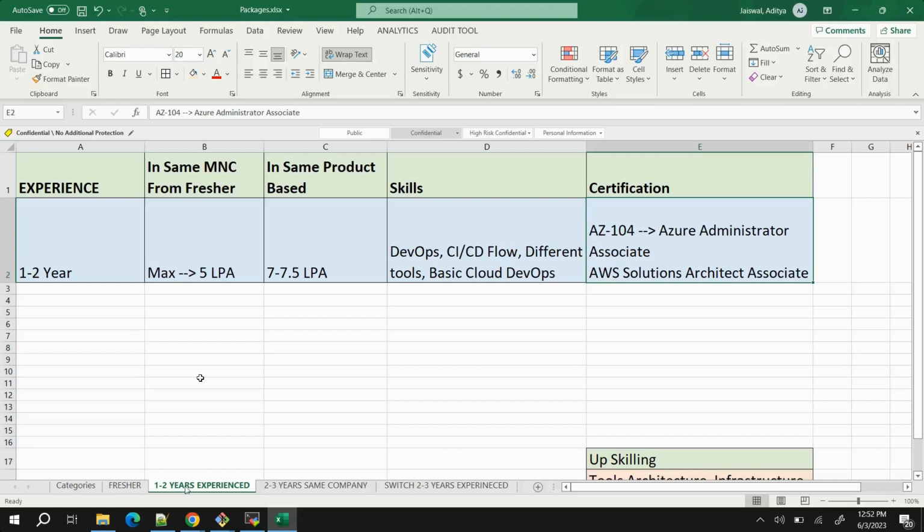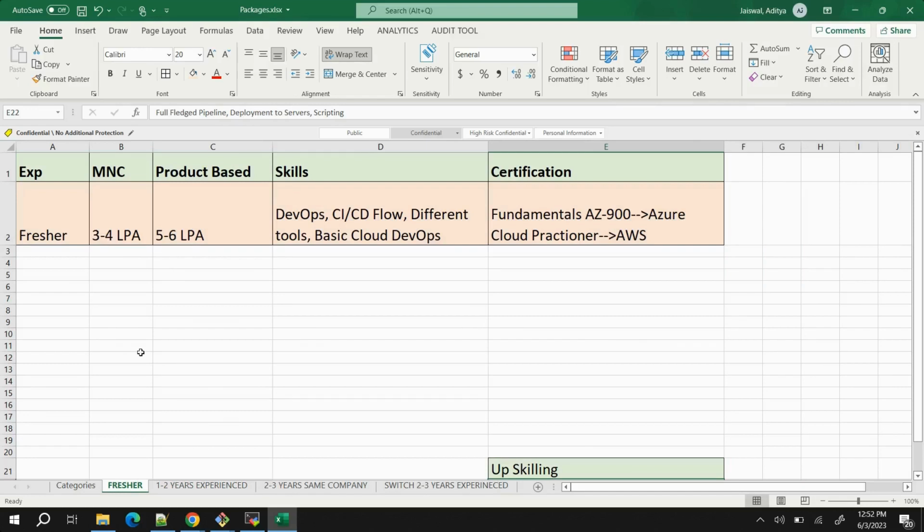Also, if you have joined a company as a fresher, then you should definitely stay there at least 1 to 2 years to learn more and more. This is the case when you have stayed in the same company without switching for 1 to 2 years. As I mentioned previously, the package for freshers is 3 to 4 lakh in an MNC, and 5 to 6 lakh in product based companies.